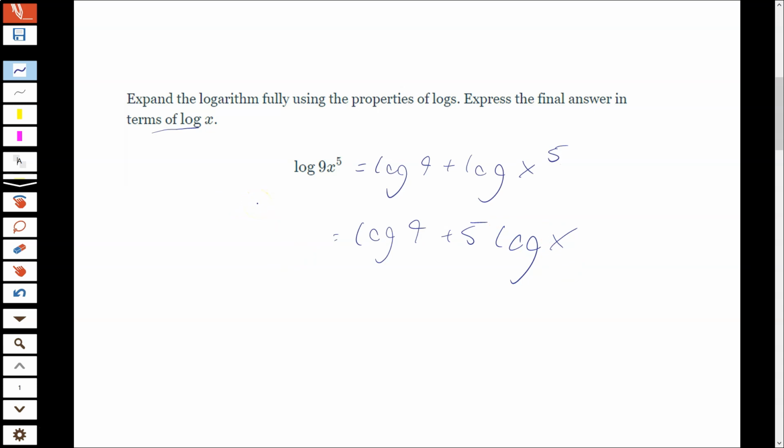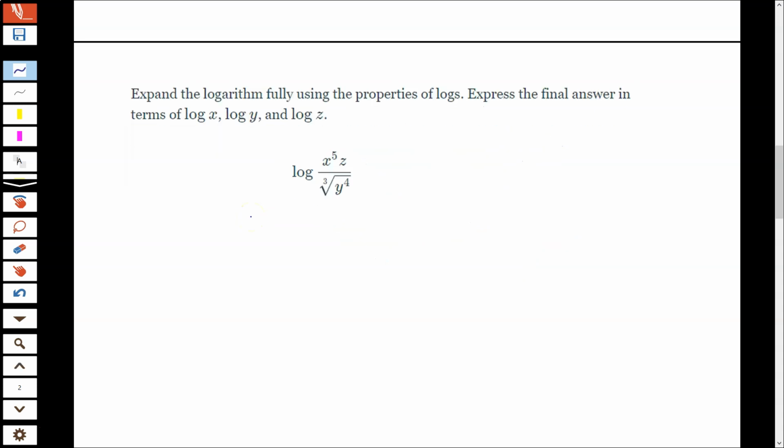Now would be a great time to pause and review these two examples. Make sure you know what you're doing before we move on, because we're going to move on to a pretty spicy one. This guy has three variables, we have a fraction bar, we have division happening, we have a root. Pretty spicy. We're going to separate it into three terms: log x, log y, log z.